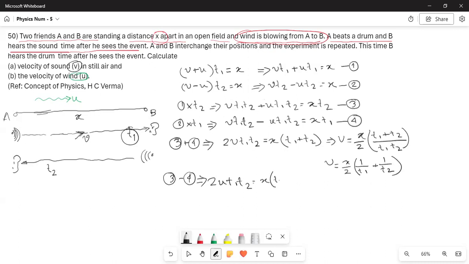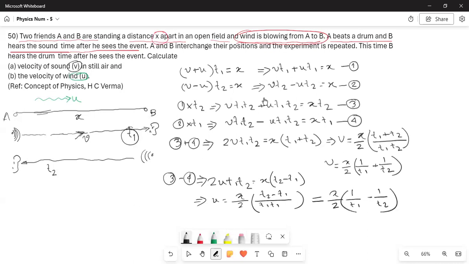Similarly, if we perform equation 4 subtracted from equation 3, we find 2u T1T2 is equal to x into (T2 minus T1). Therefore, u is equal to x by 2 multiplied by (T2 minus T1) divided by T1T2, which is equal to x by 2 into (1 upon T1 minus 1 upon T2). These are the velocity of sound, and this is the velocity of the air.